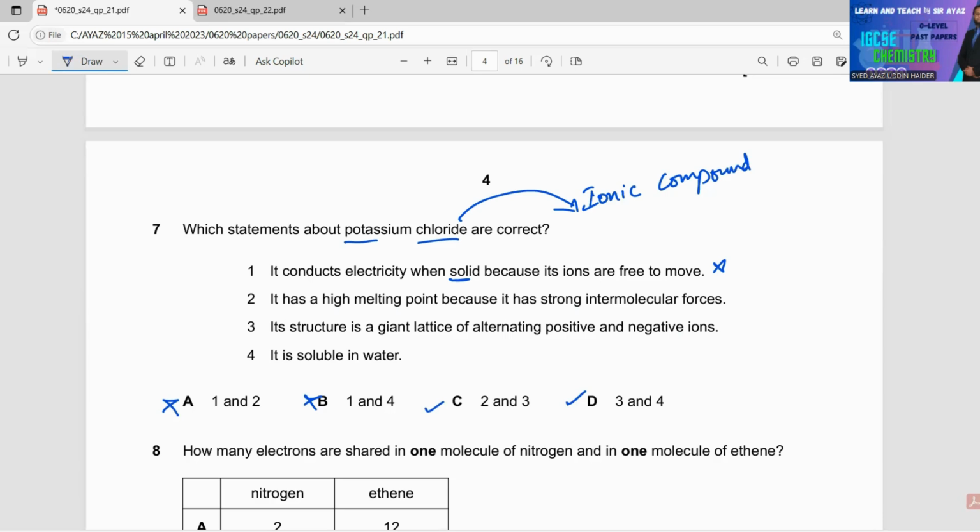Number 2, it has a high melting point because it has strong intermolecular forces. This is also incorrect. The reason is that it does not have strong intermolecular forces. It has strong electrostatic forces. Number 3, its structure is a giant lattice of alternating positive and negative ions. This is correct. Number 4, it is soluble in water. This is also correct. 3 and 4 are correct. So D must be the right answer in this case.